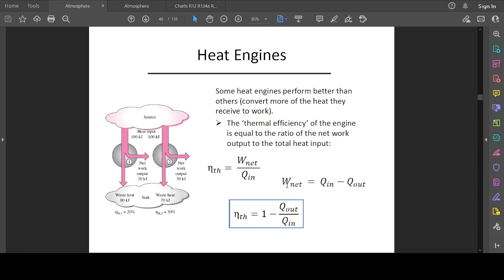We've established that the net work could be the heat in minus the heat out, or it could be calculated as the work done by the turbine minus the work done by the pump. With this, we can rewrite the equation, replacing net work with Q in minus Q out. Then we have Q in divided by Q in minus Q out divided by Q in, and Q in divided by Q in becomes 1. We are left with 1 minus Q out divided by Q in. This is another way to calculate the thermal efficiency if you do not have the information about the net work done by the system.